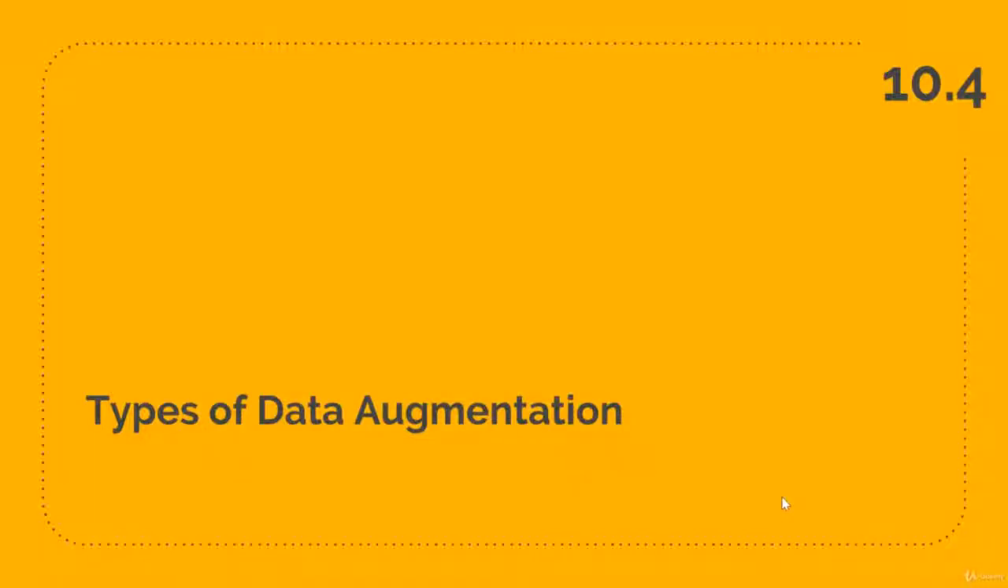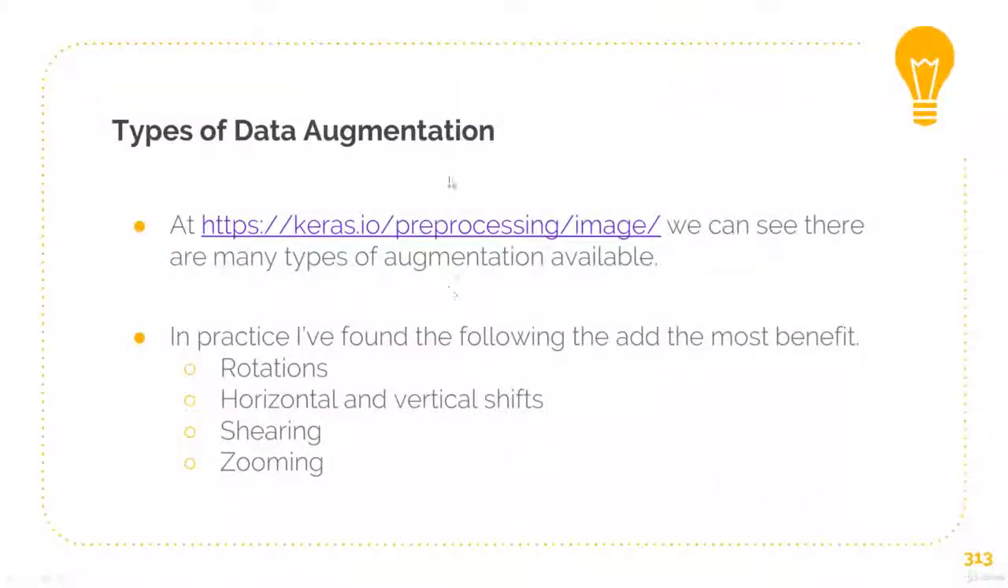Hi, and welcome to chapter 10.4. It's a brief chapter where I talk about the different types of data augmentation that Keras offers. So let's quickly look at it here. So if you go to this link here, you can actually see the number of types of augmentation abilities that Keras has. In practice, the ones I found most useful are just these here. After, we'll go to that link and check out all.